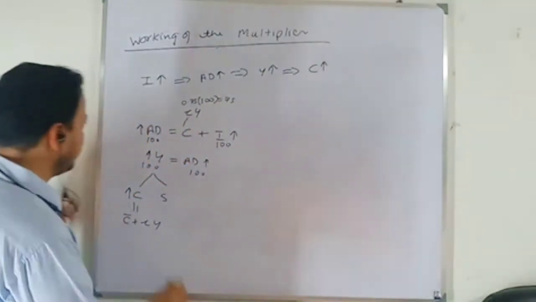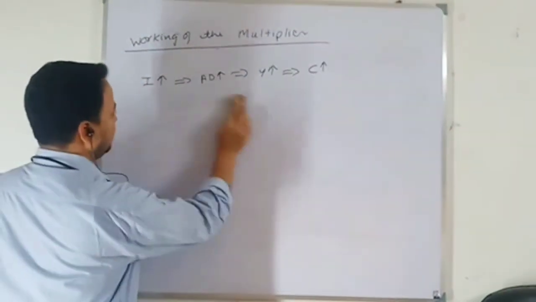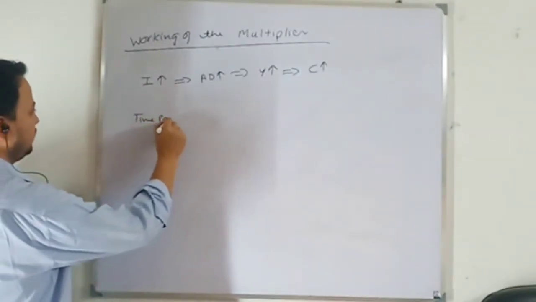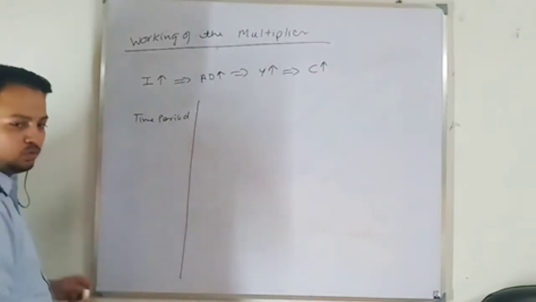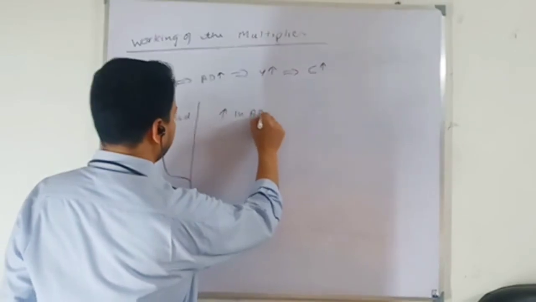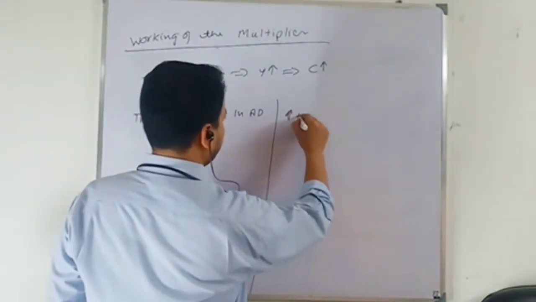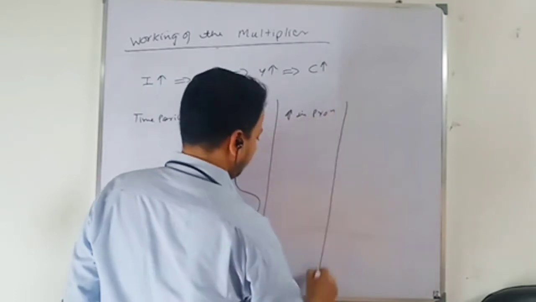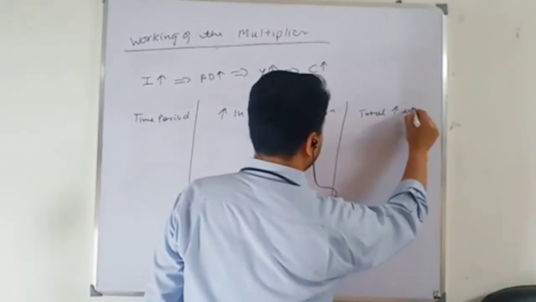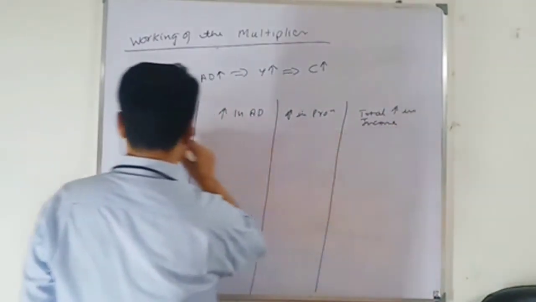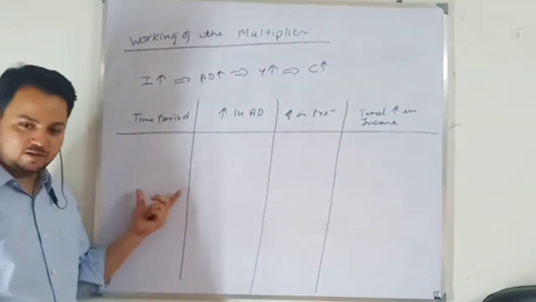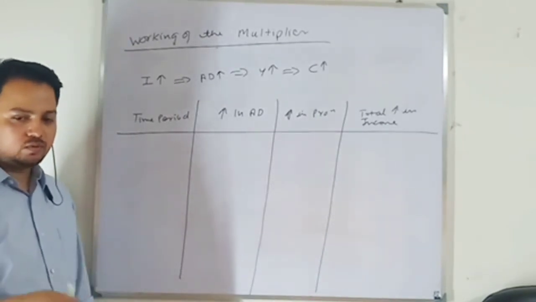Okay, so let me put that in a table, this working out. Write here time period. Multiplier works through different time periods. Increase in aggregate demand, increase in production, total increase in income. This is not important for the exam. They will not ask this technical aspect. Only for you people I am doing it, so that you understand.